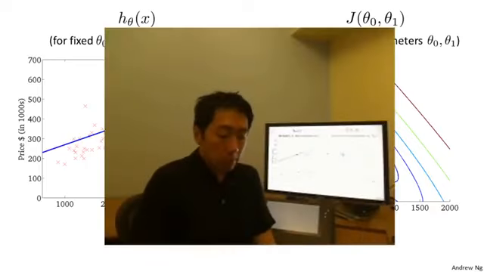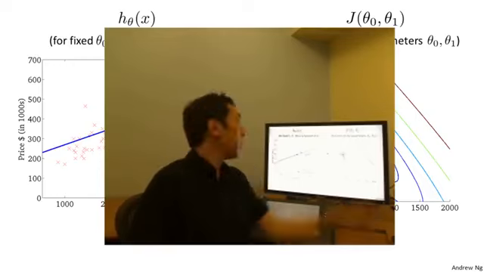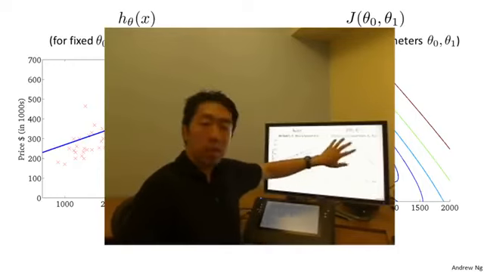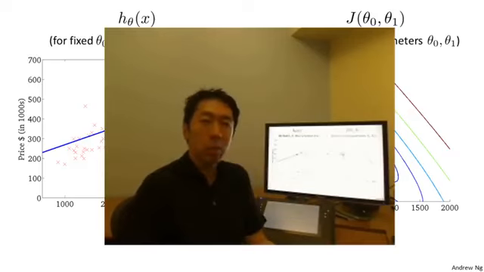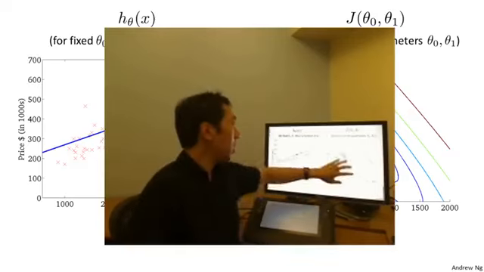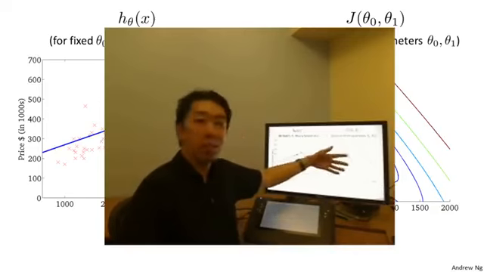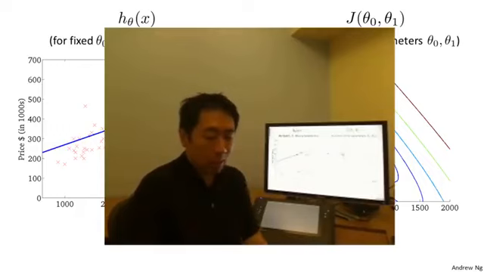Now, of course, what we really want is an efficient algorithm, an efficient piece of software for automatically finding the values of theta 0 and theta 1 that minimize the cost function J. And what we don't want to do is to have to write software to plot out this point and then try to manually read off the numbers. That's just not a good way to do it.